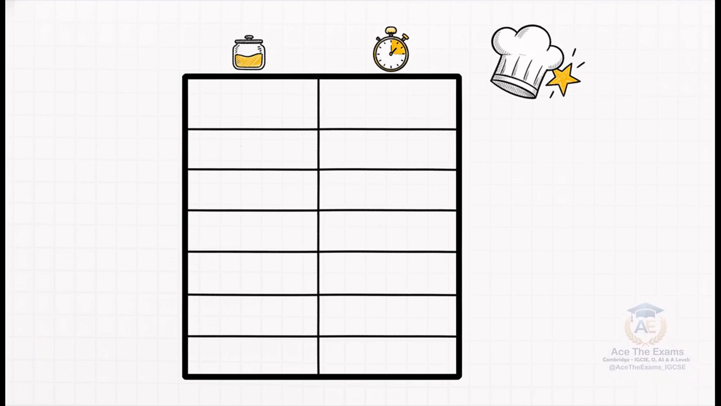Then for step 5, the conclusion. You simply state that you would compare the times. The container with the shortest time to reach 100 degrees Celsius is the best thermal conductor. And just like that, MasterChef status achieved.